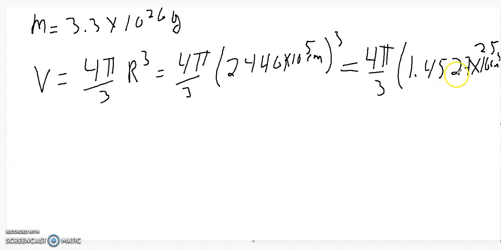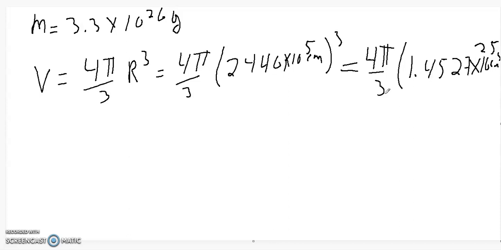All right, so now we're going to multiply that number. Now I didn't round it in my calculator, and you shouldn't until the very end. So you're just going to multiply this number that's in your calculator. Mine is 1.452678 times 10 to the 25th. All right, so I'm multiplying that times 4 pi divided by 3. All right, so this is what I get for the volume.